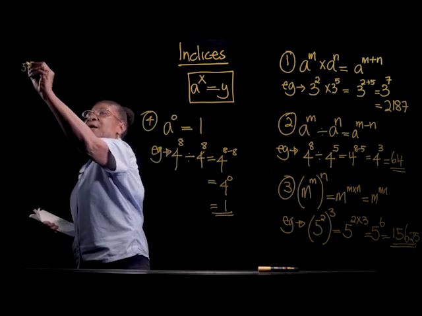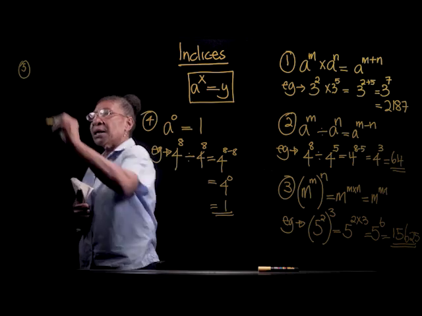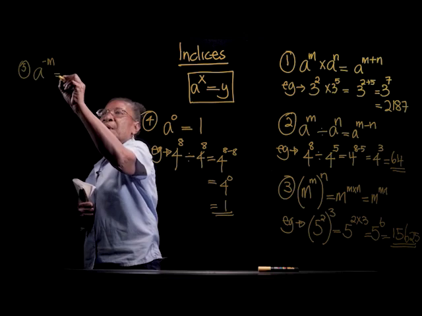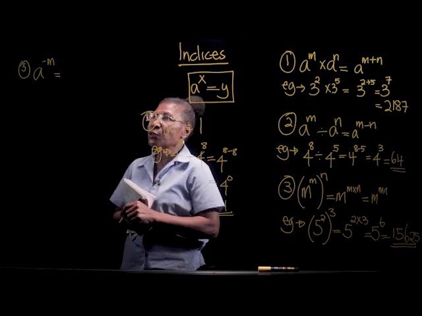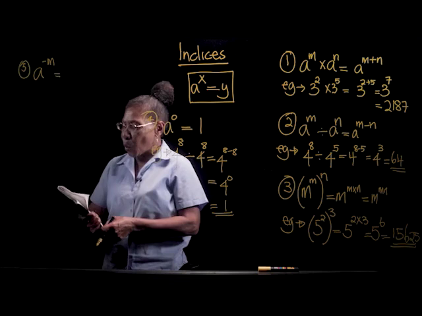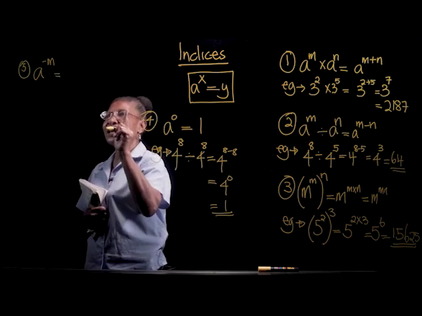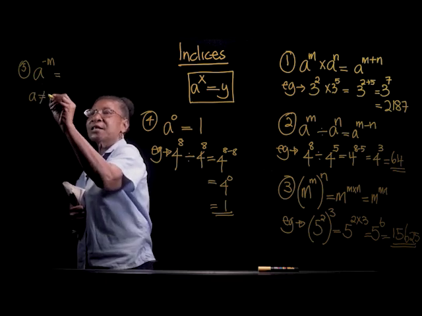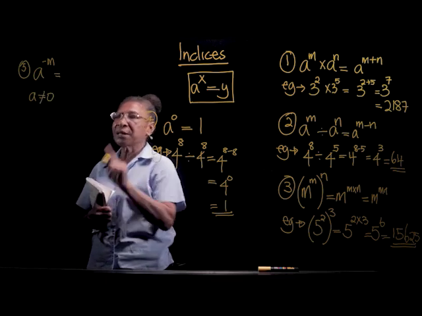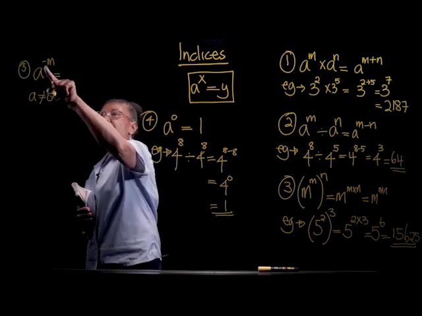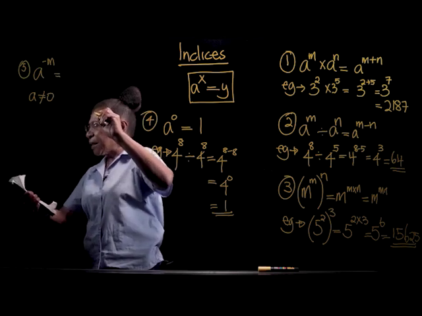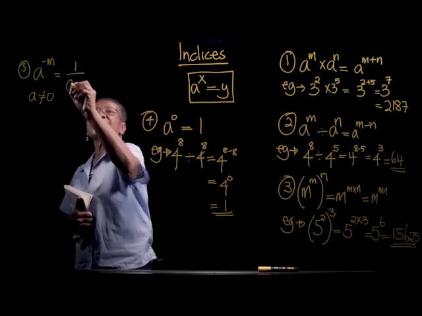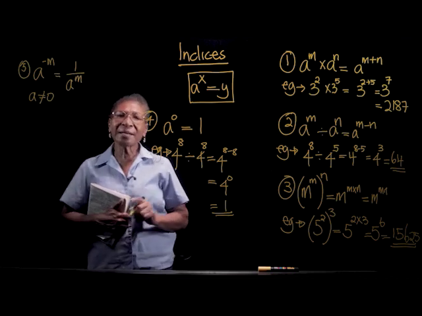In rule number 5, we would have a as the base, and the power is a negative. If a base is raised to a power of a negative number, you always write it, for as long as, one thing that we need to know, that the value a here is not equal to 0. Any number, but it must not equal 0. A to the power of negative m is equal to the reciprocal of that, and a to the power of positive m. What is a reciprocal?